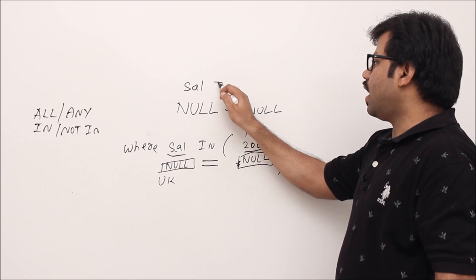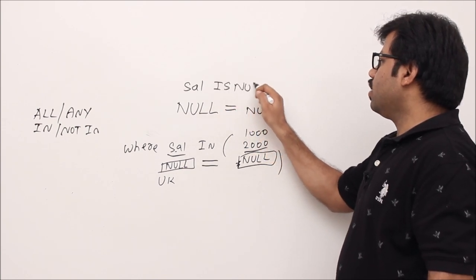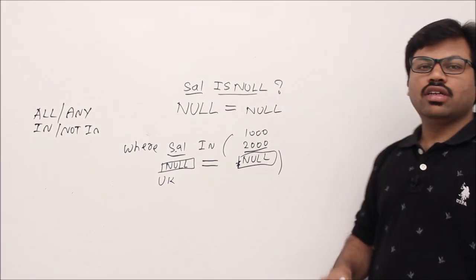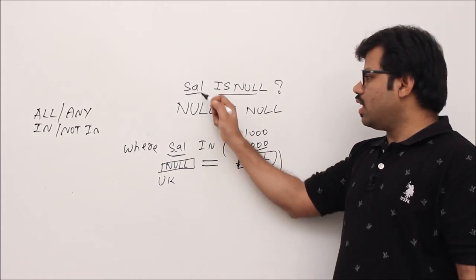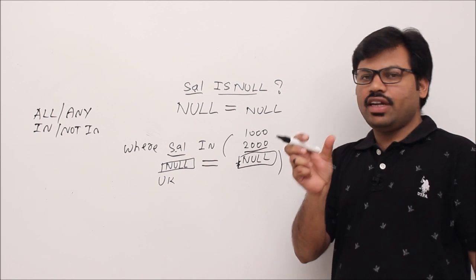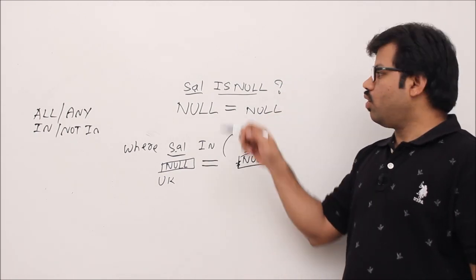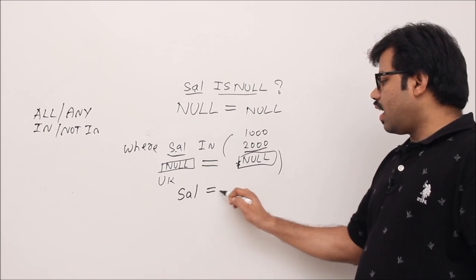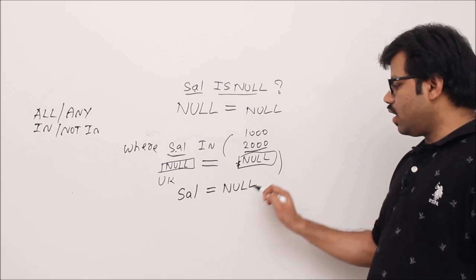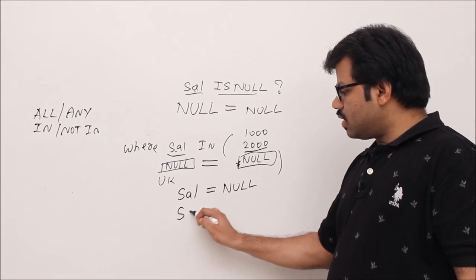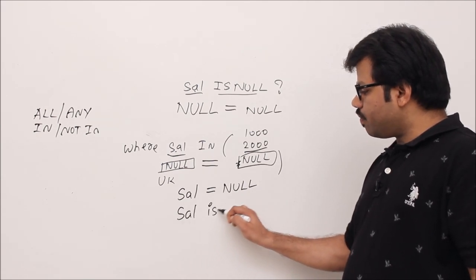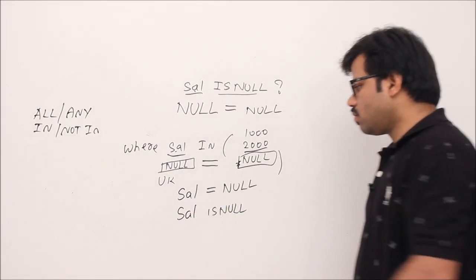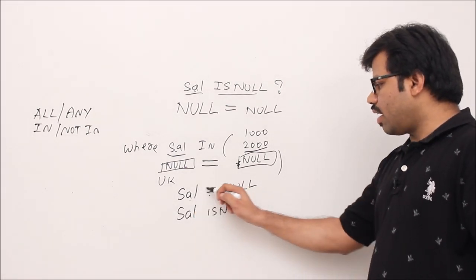Salary is null. There is a command, you remember. Like this: is null. If you ask this question, it's exactly like asking whether your salary field has a null value. Don't write equal to. So there are two things. Is my salary equal to null is one thing. The second one is, is this salary null? Salary equal to null is a comparison.